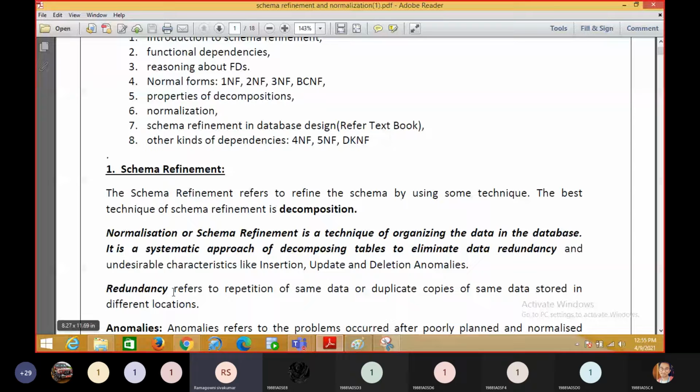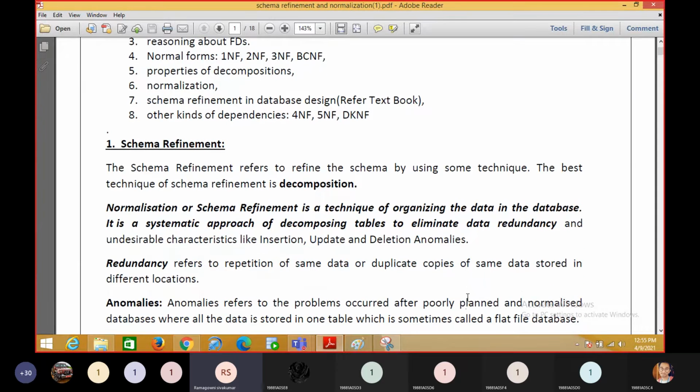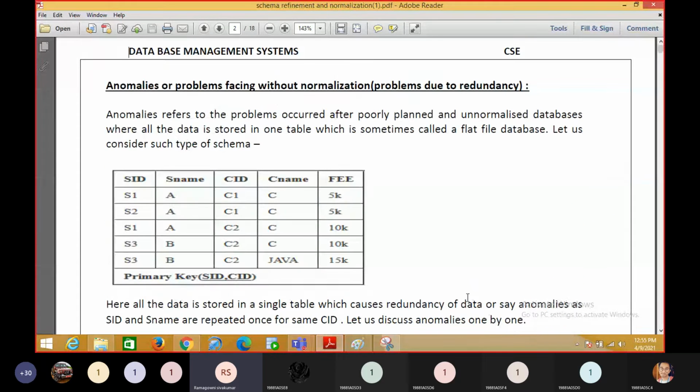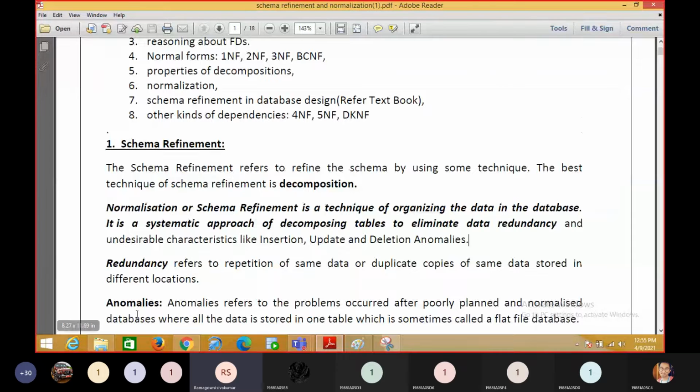Next, redundancy refers to the repetition of the same data, or duplication of copies of the same data stored in different locations. For example, in C drive we are storing a siva.txt file, and in D drive we are saving the same siva.txt file. So this is the repetition of duplicate copies maintained in different places. That is called redundancy.